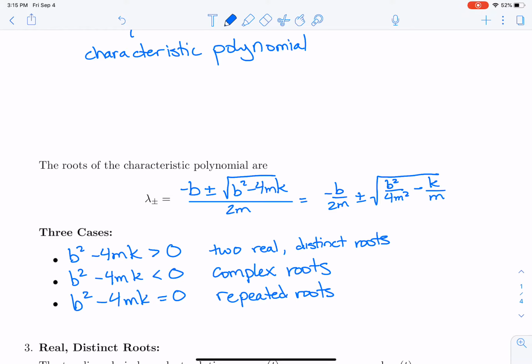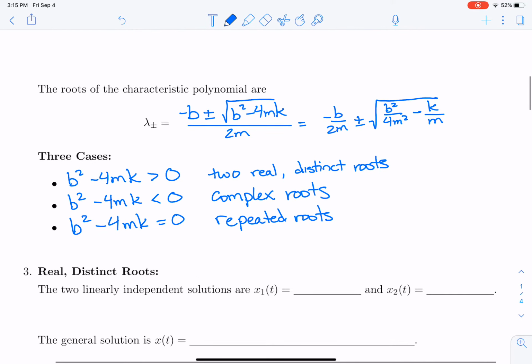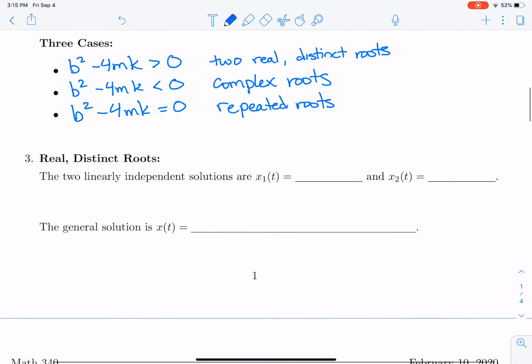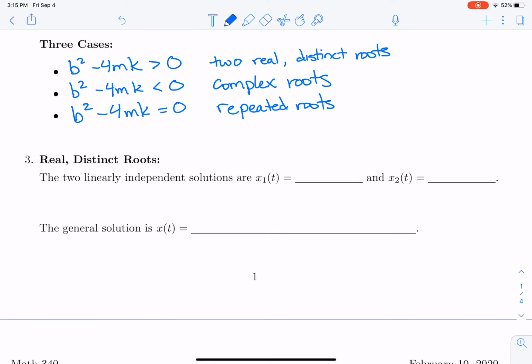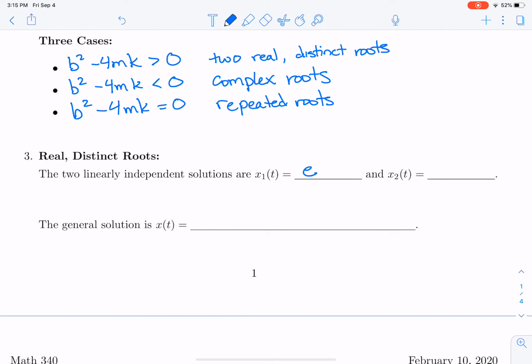So we would like to examine all three of these cases. Okay, our first case is real distinct roots. So we have two linearly independent solutions in this case. They are x1 of t equals e to the what I'll call lambda plus t, and x2 of t, which I'll call e to the lambda minus t.